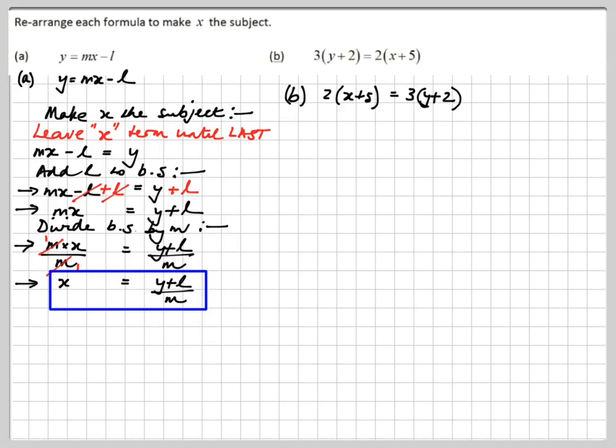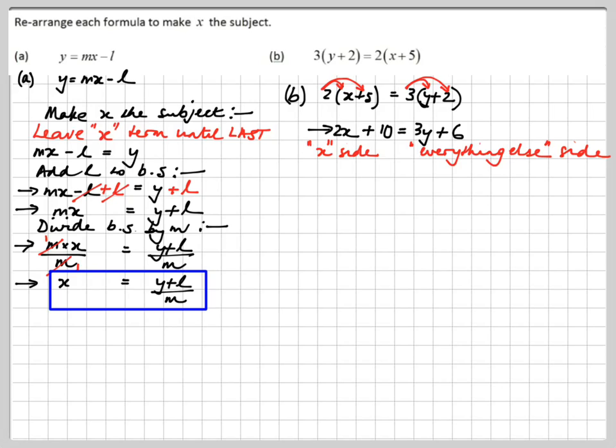So there's going to be some collecting of like terms, and I think the best way out of that mess is to just multiply the brackets out and then just sift and sort as we go from there. Wouldn't you agree? Good. So let's go. That's 2 times x gets you 2x, and 2 times 5 gets you 10, equals, now, 3 times y gets you 3y, and 3 times 2 gets you 6. Now, I'm saying that's going to be our x side, the left-hand side, and that's going to be our everything else side, the right-hand side.